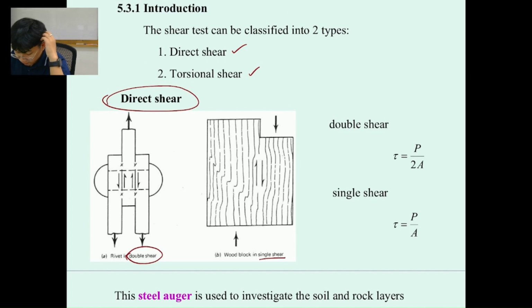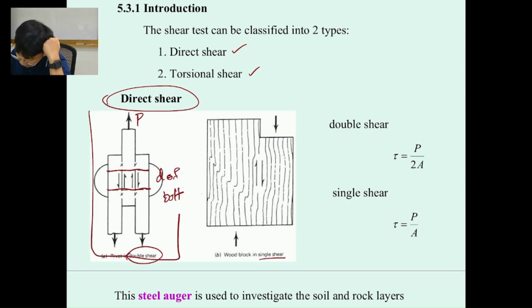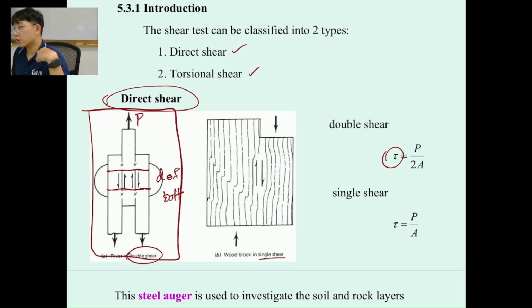For example, in the examination, I may give you the diameter of the bolt, and then I may provide you the force P, and then I'm going to ask you what is the shear stress of this direct shear. You can just find a simple area from the diameter, and then you put the force P over here, and use your calculator, and you're going to find the double shear stress.